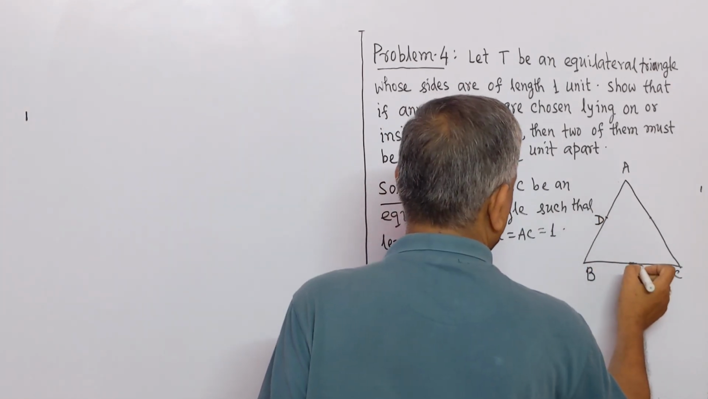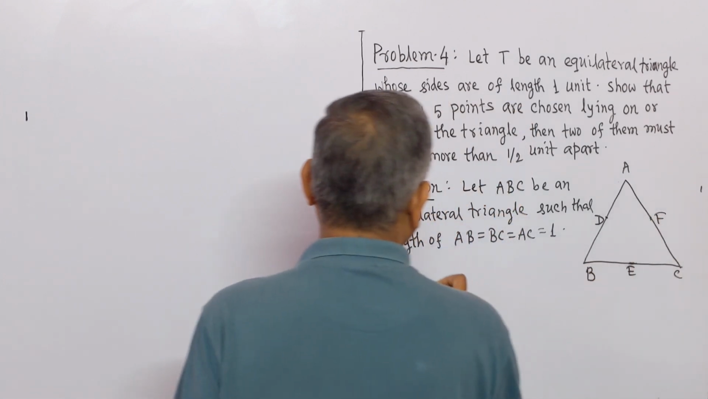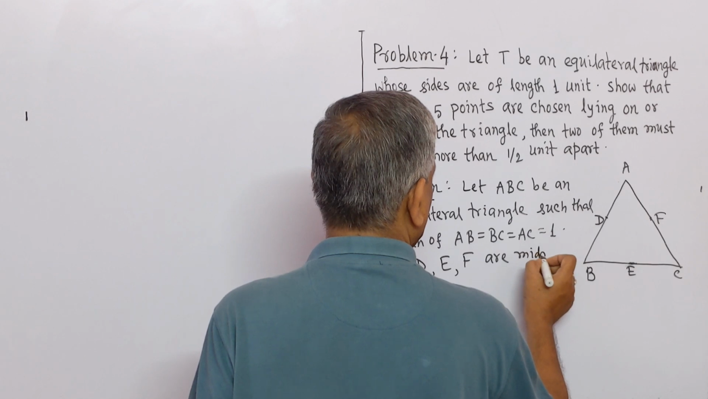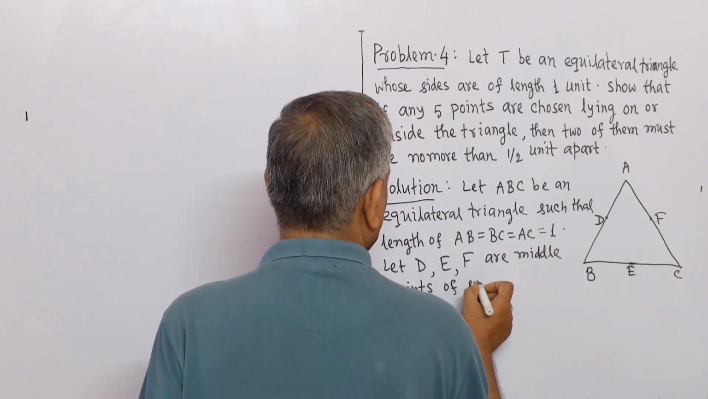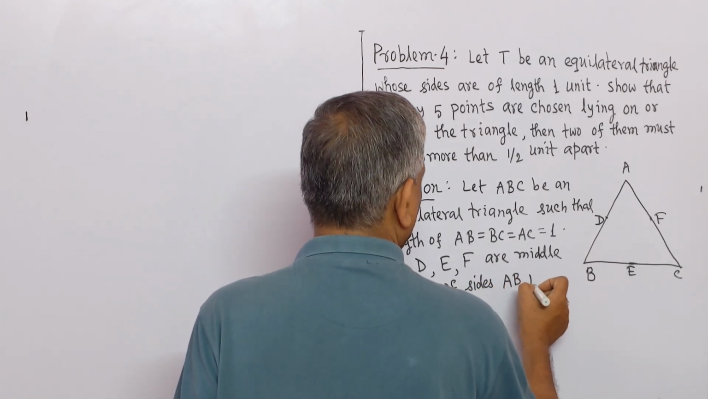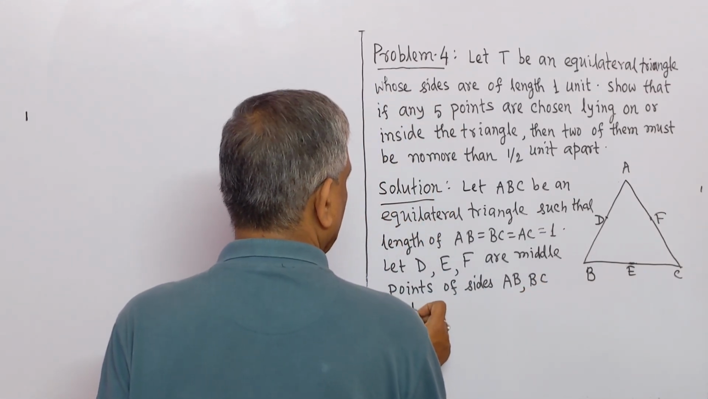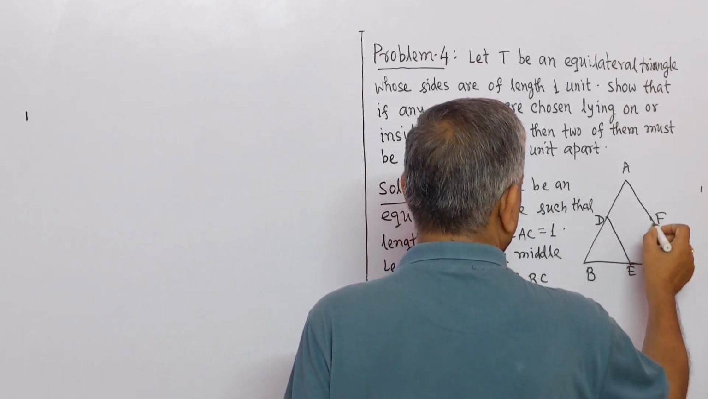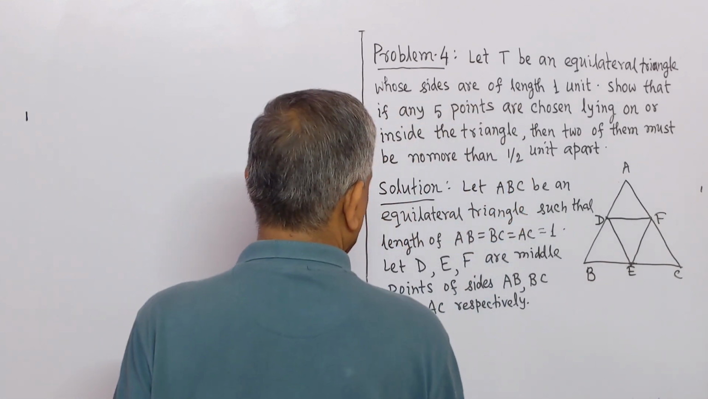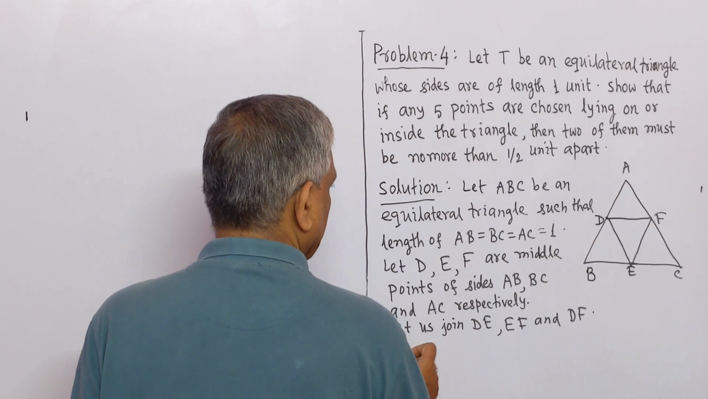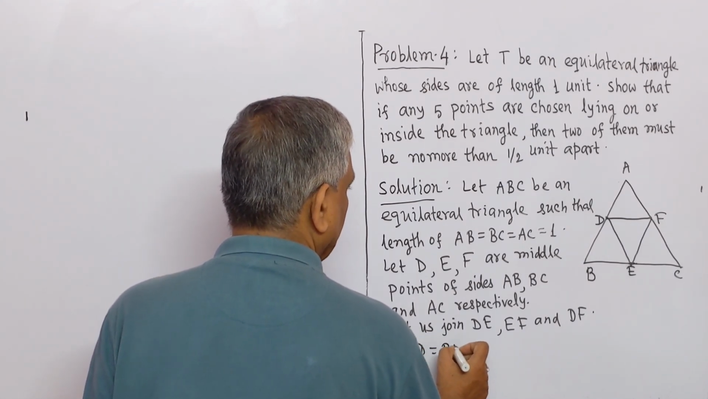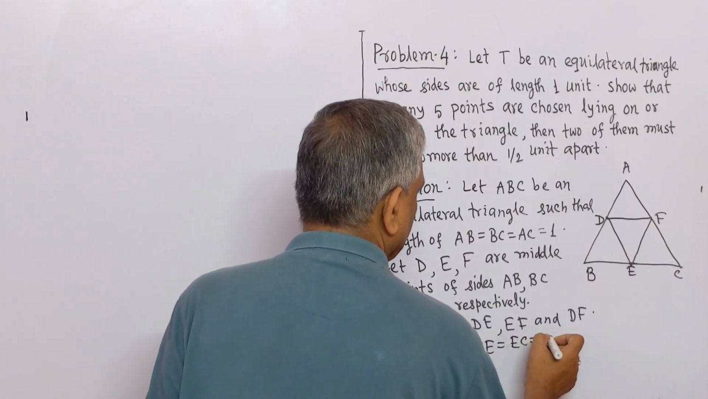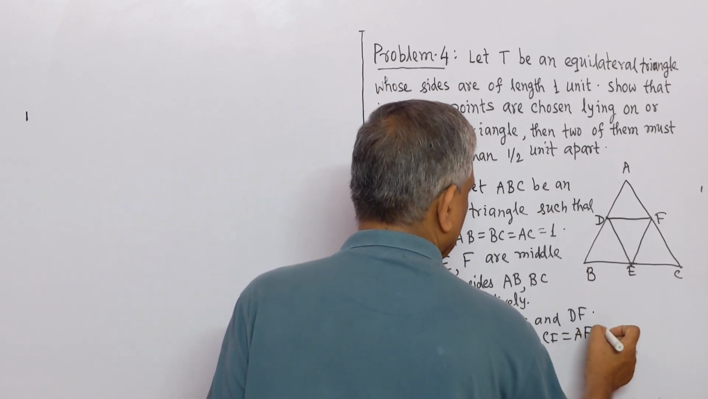Let D, E, F be middle points of sides AB, BC and AC respectively. Let us join DE, EF and DF. Since AD equal to BD equal to BE equal to EC equal to CF equal to AF equal to half.